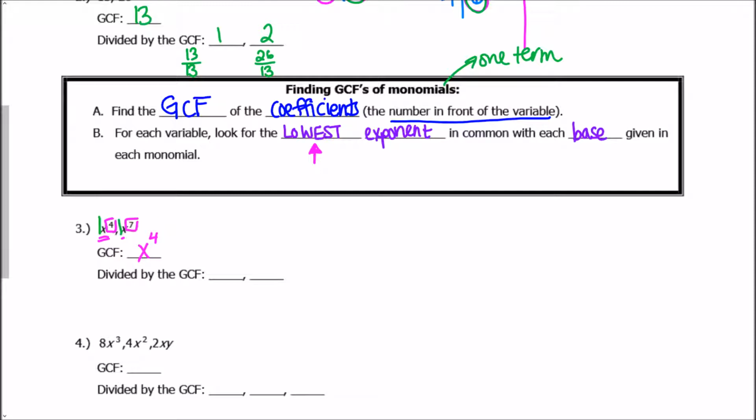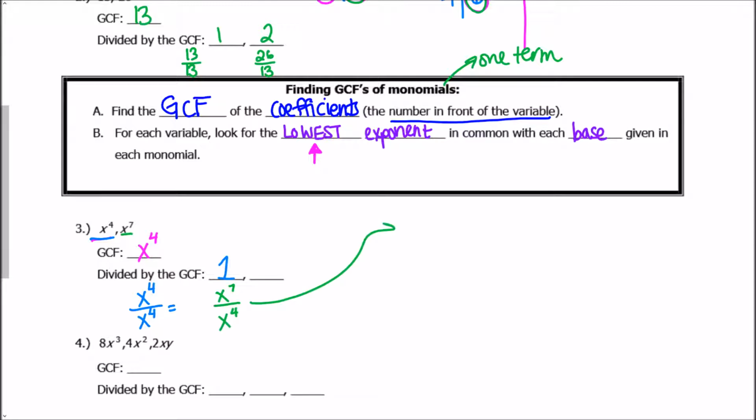Okay, so let's take a look at what we need to do to divide by the GCF. So the first term that I see here is x to the power of 4, and I'm going to divide it by my GCF of x to the power of 4. And anything divided by itself is always going to be 1. Okay, then for the next term right here, I have x to the power of 7.